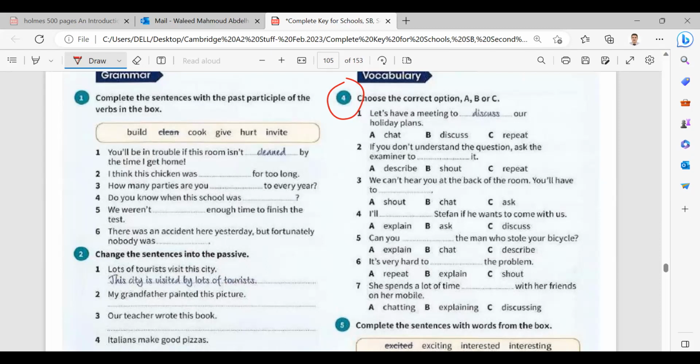If you don't understand the question, ask the examiner to repeat, of course. But here, again, Sarah, if you can't hear the question, you can ask him to repeat. But if you don't understand the question, describe it and explain it. Yes, I think it makes sense. Yes, repeat. So once you listen to the question again, you may understand it. Yeah, much better.